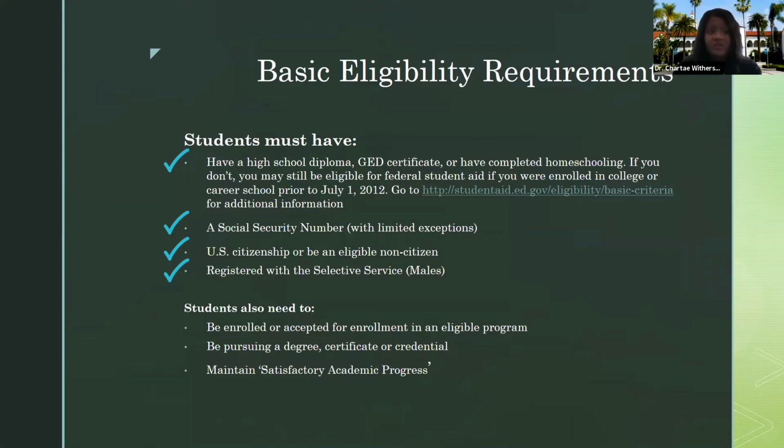You also need to be enrolled or accepted for enrollment in a program. So if you're going to get your associate's degree or a bachelor's degree, or a master's degree or a certificate program, that's something that you need to be working towards. And then you have to make sure that you're maintaining a satisfactory academic progress, meaning that you're not failing those classes, you're actually successfully passing your classes that you're attempting.